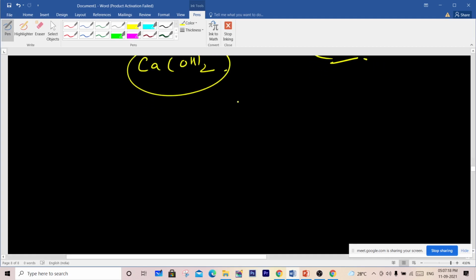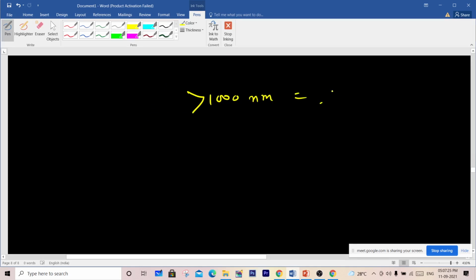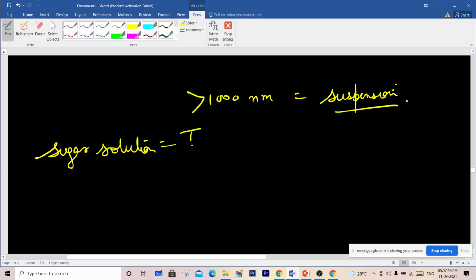And if the particle size is greater than 1000 nanometer, it is called a suspension. It means when you're dissolving sugar in water, that is a true solution. Sugar particle size is less than 1 nanometer. It is a true solution.